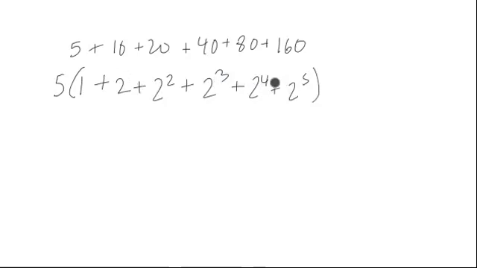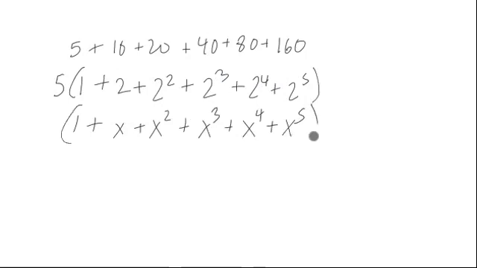This looks a lot like a polynomial, except instead of x, we had 2. Well, let's put x back in. 1 plus x plus x squared plus x cubed. So think of this as a polynomial where we've plugged in 2. Okay, so we have 5 times a polynomial where x is going to be equal to 2. All right. Now what do we do? Well, this polynomial, 1 plus x plus x squared plus x cubed plus x to the 4th plus x to the 5th, actually is the result of a polynomial division. Let's work through it and see how that might work.